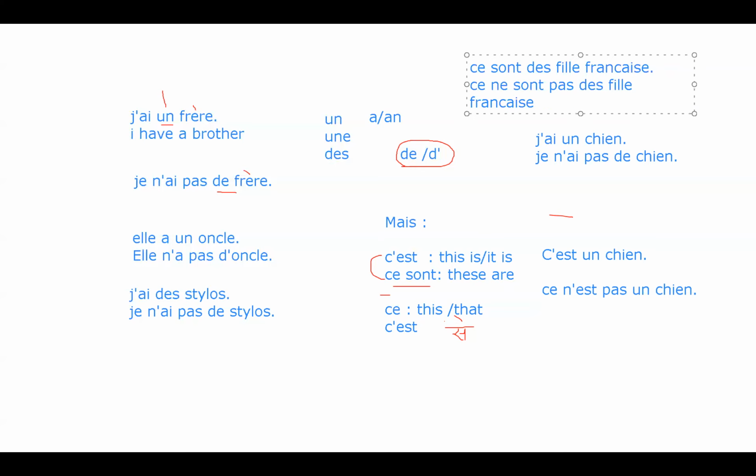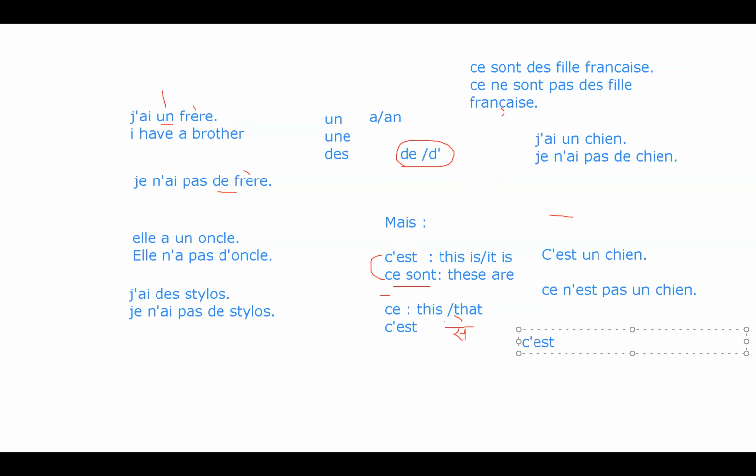Clear? Ce ne sont pas des filles françaises, because here you're not talking about possession, you are presenting, like these are not French girls. So that is the important thing. With a verb, a and un never get changed into de or the apostrophe. They are unchanged. Like suppose you are presenting your uncle.